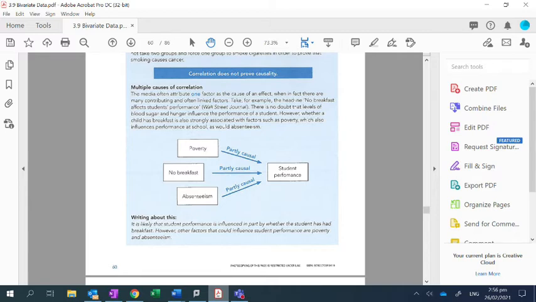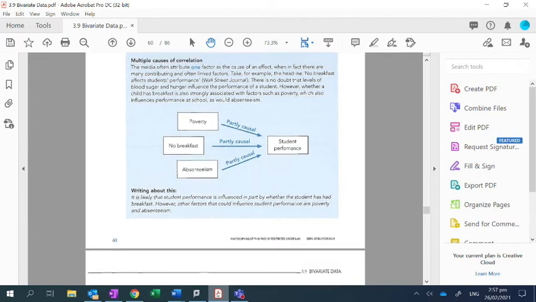So when they went back to look at the data, they also saw that poverty leads to low test scores, and being absent leads to low test scores. But if you look at all of those things, do you think these things are related? If you're poor, you may not be able to eat breakfast, and you're also likely to be absent more. So there are lots of causes. Just because something is correlated, like having no breakfast and doing badly on the test, that does not mean that having no breakfast is causing you to do badly. So you cannot get carried away when you're saying these things. There almost always are multiple reasons for something happening. So be careful.